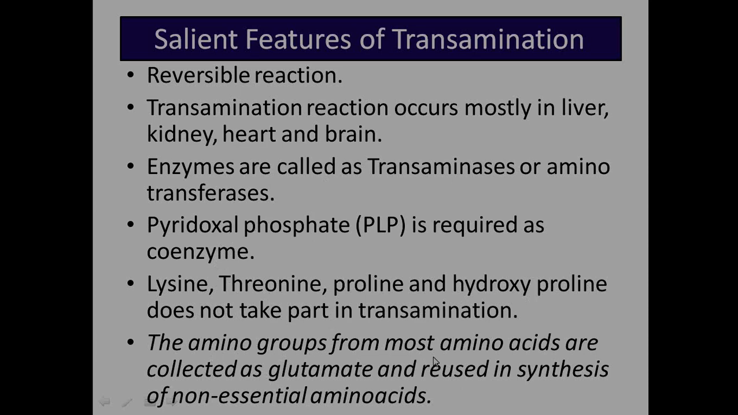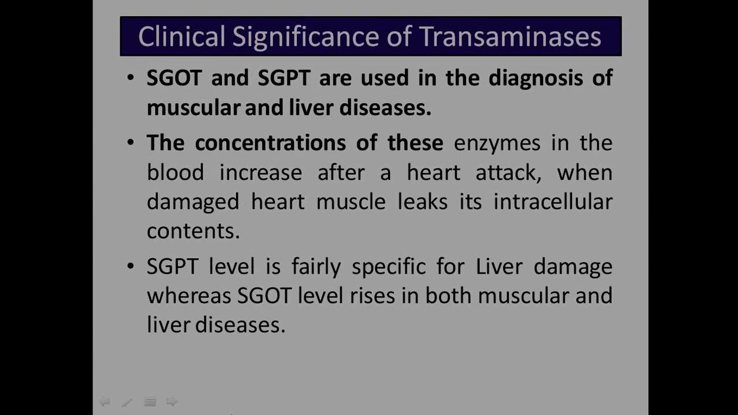The amino group from most of the amino acids will be collected as glutamate and it will be used in the synthesis of non-essential amino acids. Clinical significance of transamination. The enzymes SGOT and SGPT are used in the diagnosis of muscular and liver diseases. The concentration of these enzymes in the blood increases after a heart attack when damaged heart muscle leaks its intracellular contents. SGPT level is fairly specific for liver damage, whereas SGOT level rises in both muscular and liver diseases.